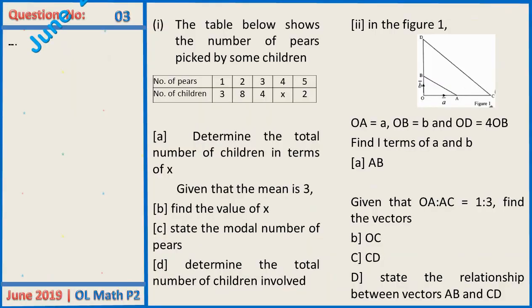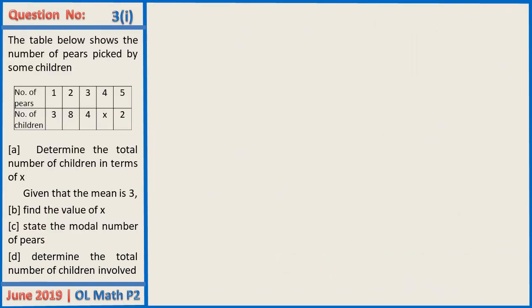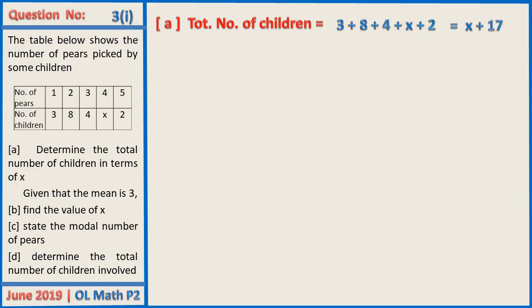Now, question number 3. We have the table given showing the number of pairs picked by some children. A, determine the total number of children in terms of X. So the total number of children is given by 3 plus 8 plus 4 plus X plus 2, and that will give us X plus 17. Now, given that the mean is 3, find the value of X.